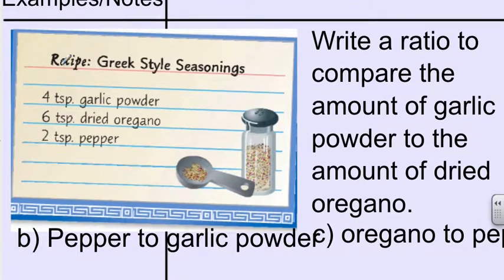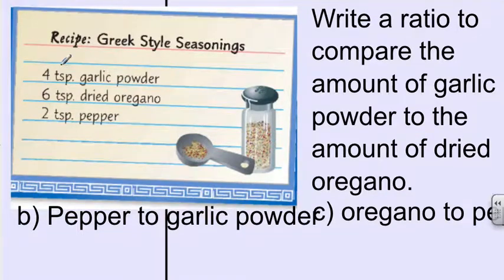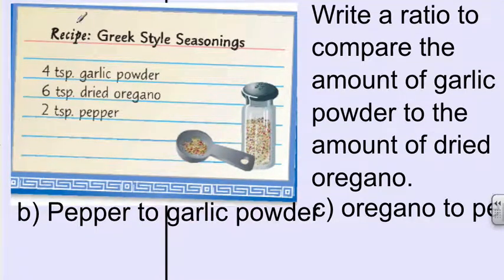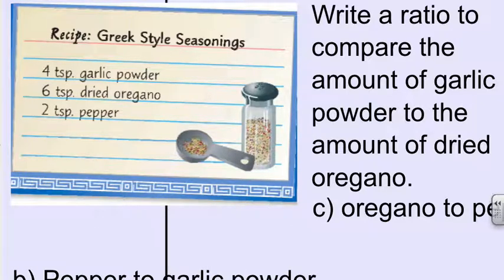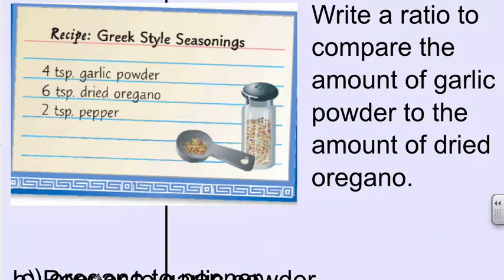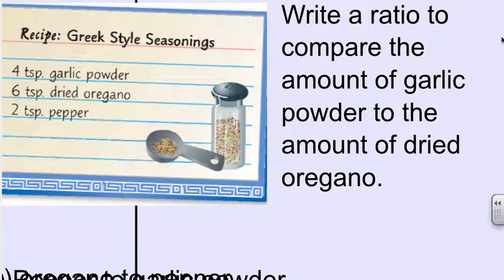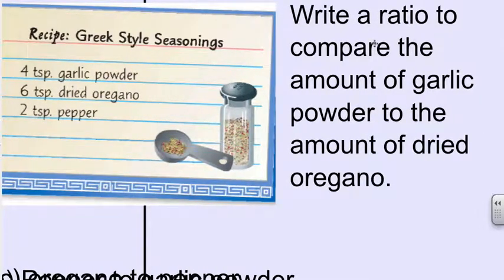All right, so let's go to a problem here. We've got some Greek-style seasonings that we need to make. And in order to do that, we need to compare some of the ingredients. I'm going to hide these for now because we're not doing those quite yet. Let's read right here. It says, write a ratio to compare the amount of garlic powder to the amount of dried oregano. Again, it's as you read it. What comes first is garlic powder. What comes next? Dried oregano.